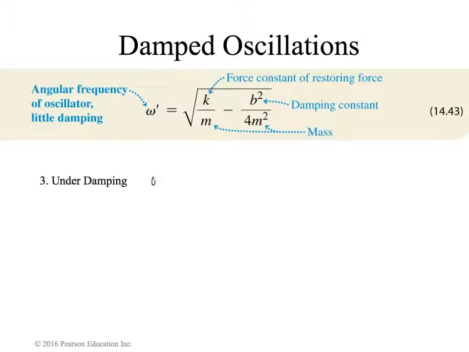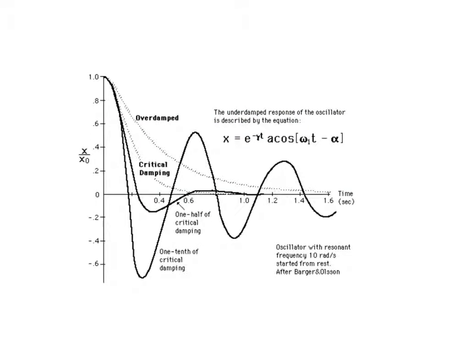Finally, underdamping, we do have oscillations, and this is probably what we really think of when we think of damped oscillations. Here, k over m is greater than b squared over 4m squared. So b is actually less than that critical value, and we would have oscillation. So let's take a look at all three cases.